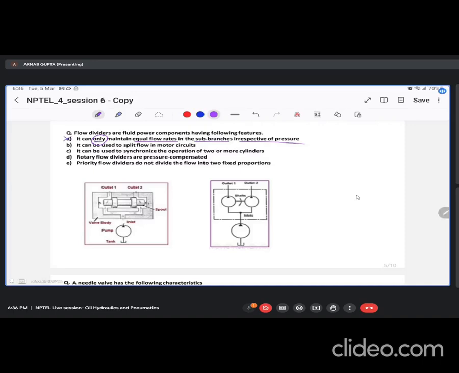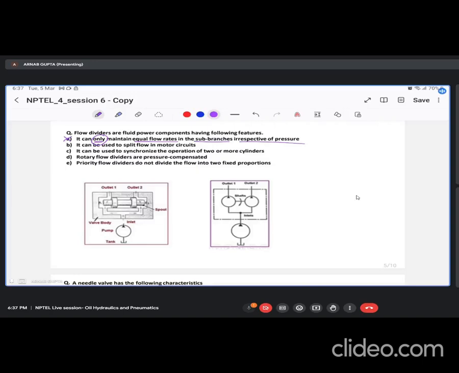Had the word only not been there, then it would be correct because it maintains the flow irrespective of whatever pressure is developing in the sub branches. And why does the pressure develop? Due to resistance to flow. And where does this resistance come from? It comes from the load on the actuator.